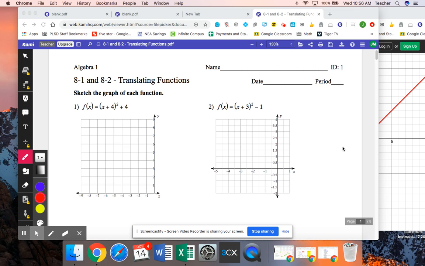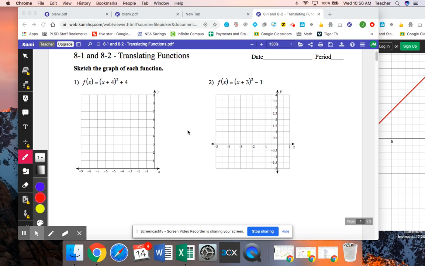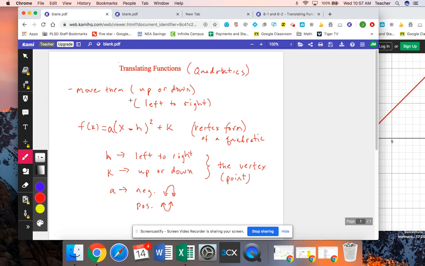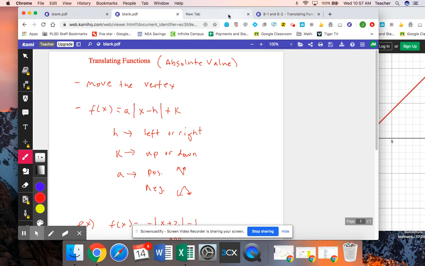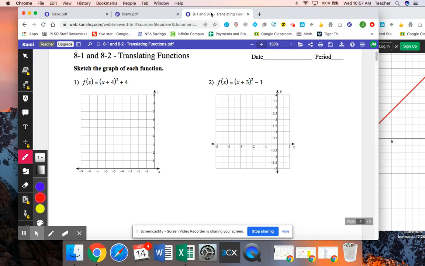All right, I want to do some quick practice on translating functions. There are a couple of other videos out there that showed us about translating quadratics and translating absolute values. I am going to go ahead and do some practice on this. As long as it's in vertex form, this is actually not too tough.